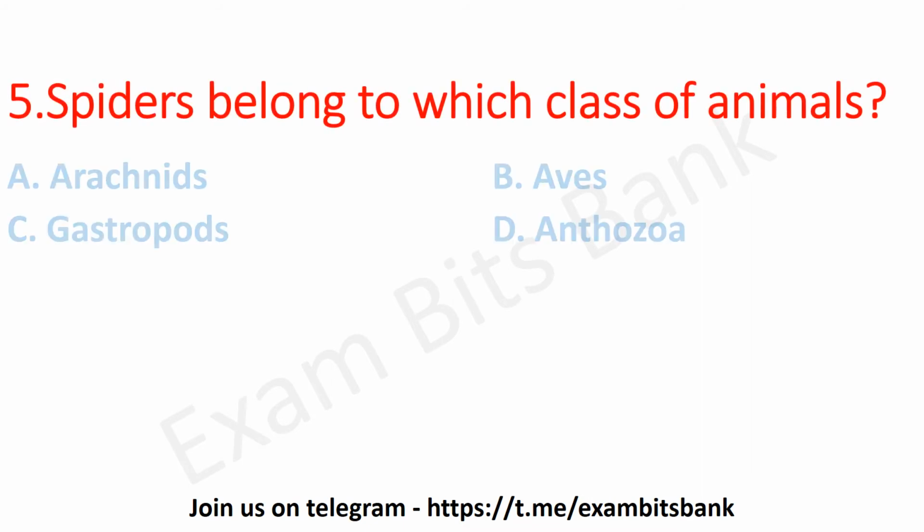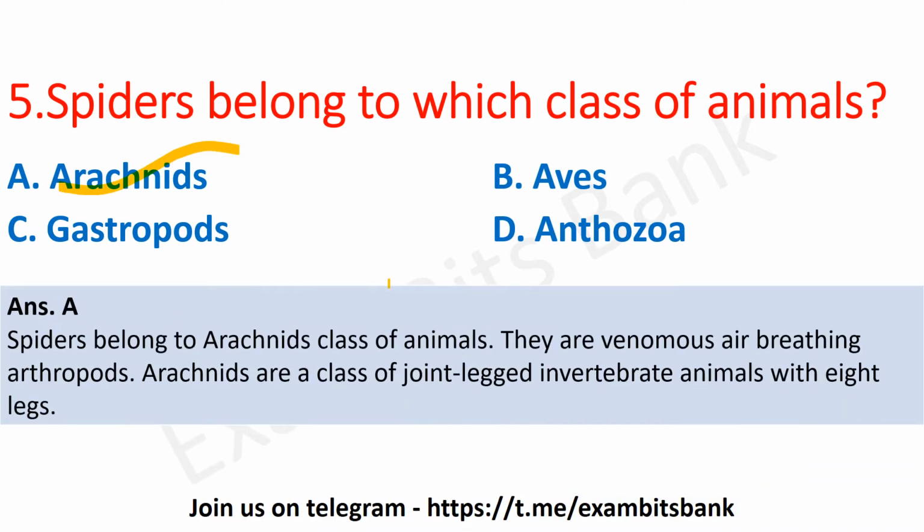Moving on to next question. Spiders belong to which class of animals? The options are arachnids, aves, gastropods or anthozoa. The correct answer for this question is option A, arachnids. So spiders belong to the arachnids class of animals and they are venomous air-breathing arthropods. And also arachnids are a class of joint-legged invertebrate animals with 8 legs. A point to be noted.